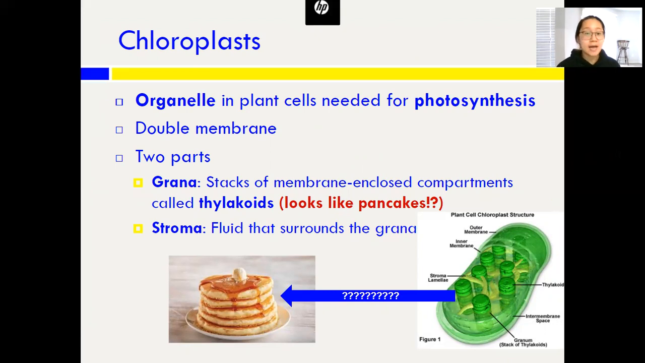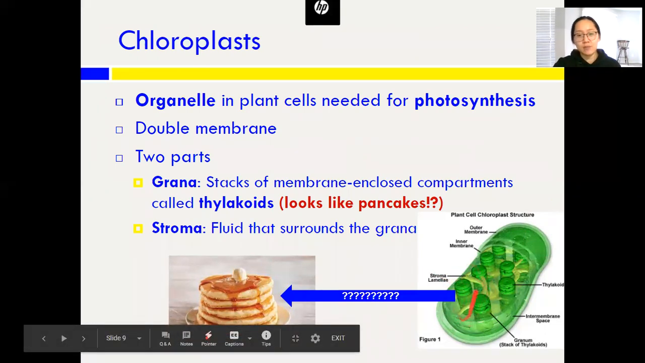Grana are the stacks of membrane-enclosed compartments called thylakoids. These actually look like pancake stacks, hence why I put the image down below, because I think it's really cute. These little stacks just look like a nice stack of fluffy pancakes, and those are grana. Each one little disc, each one pancake, is a thylakoid.